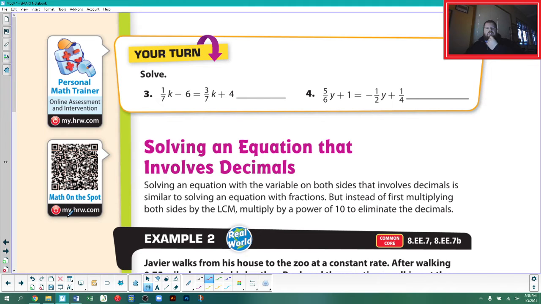So let's try that with these problems here. And again, I love that they give us no room to do this. That's lovely. Looking at my fractions here, they both have denominators of 7. So I don't have to work too hard to find the least common multiple. It's just 7. 7 times 1/7 is 1, so I have 1k. 7 times 6 is 42. 7 times 3/7, the sevenths would cancel, and I would just get 3k. And 7 times 4 is 28.